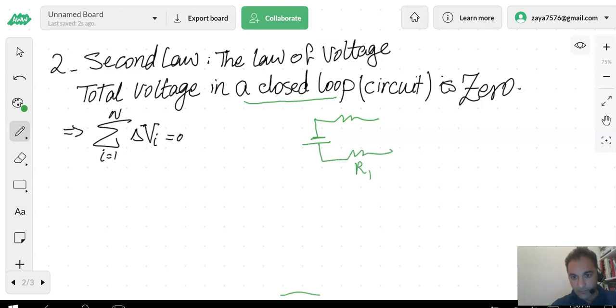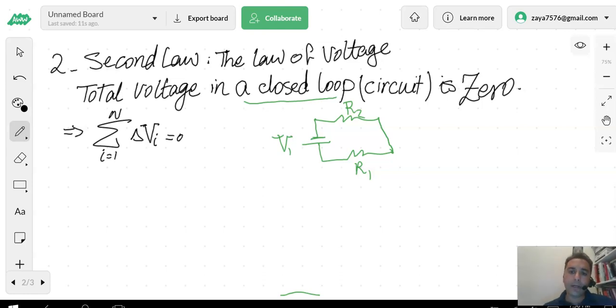Let's say this is R1. This is voltage 1. This is R2. Is this circuit closed? What is the answer? No. Why not? Because I see it's not closed. Correct? So I see this circuit is not closed because it's open from this side. Oh, okay. Let's close it. Now it's closed circuit. We close the circuit completely. So what it says, total voltage in a closed loop is 0.